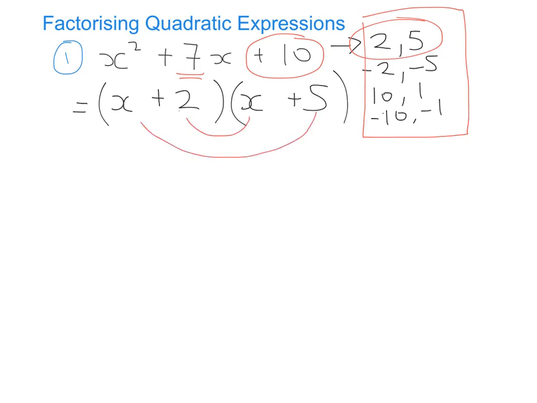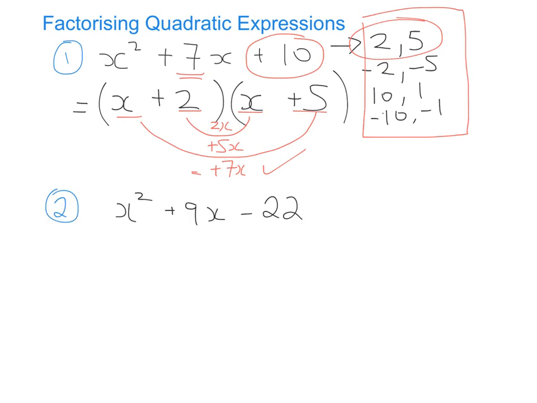Now, what I would always recommend to check is that you draw your two smiley faces. And then you ask yourself, 2 multiplied by x gives you 2x, and x multiplied by plus 5 gives you plus 5x. And when you add those together, you get plus 7x, which is the term in the middle of your quadratic, which is what we are looking for, so we know that we've done it correctly.